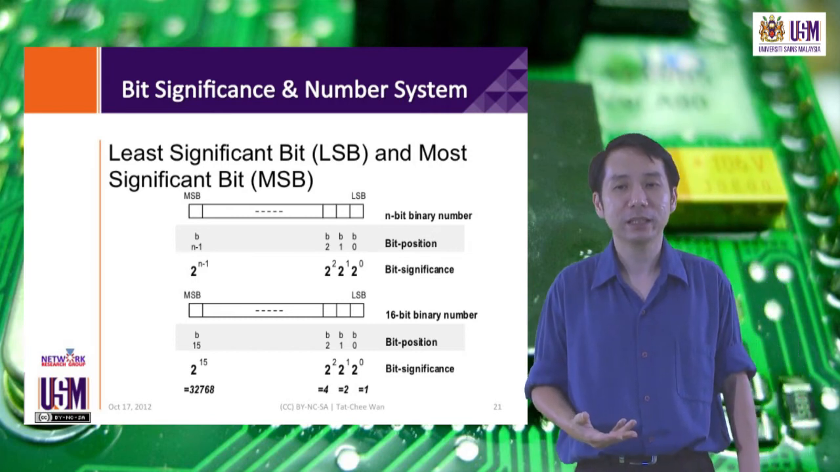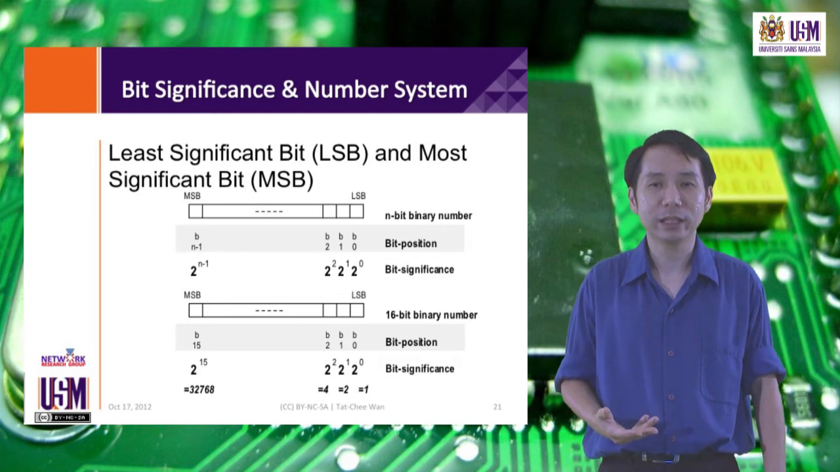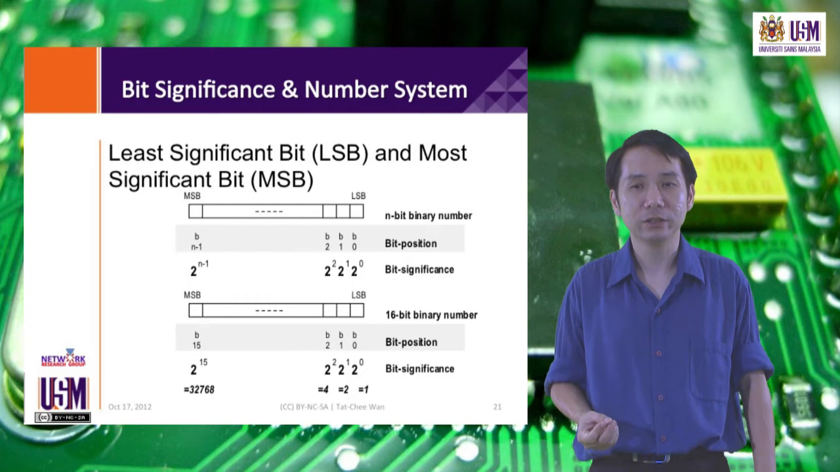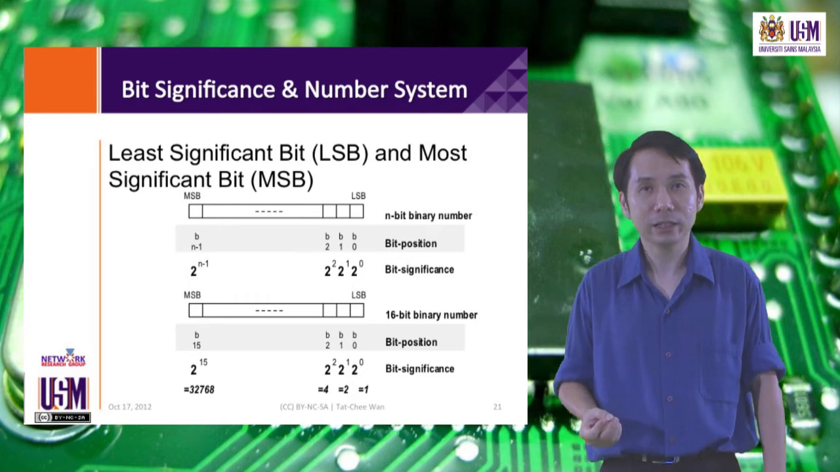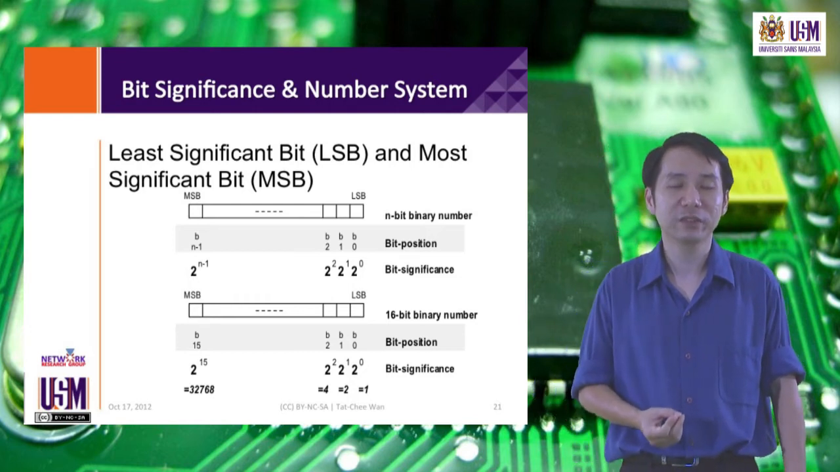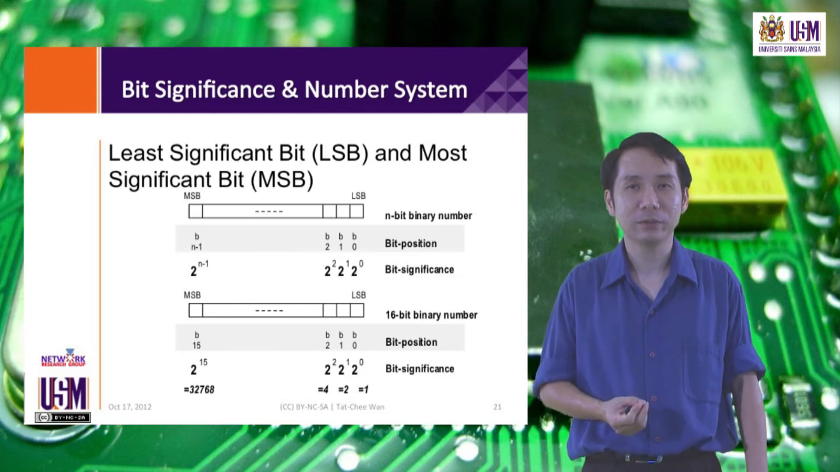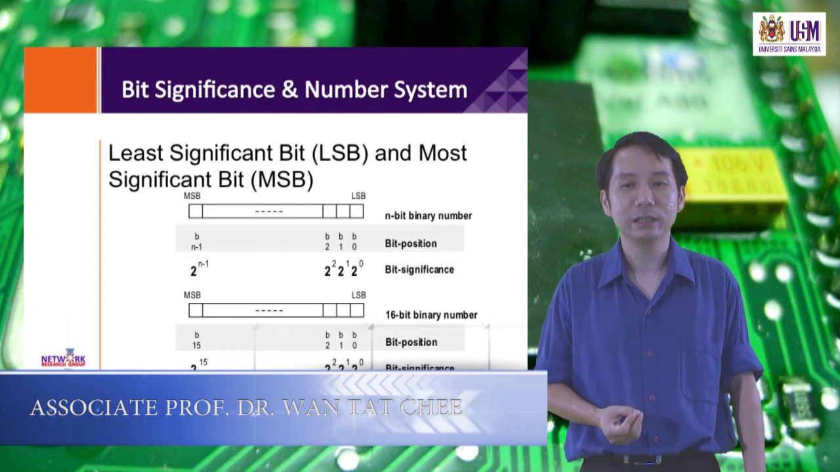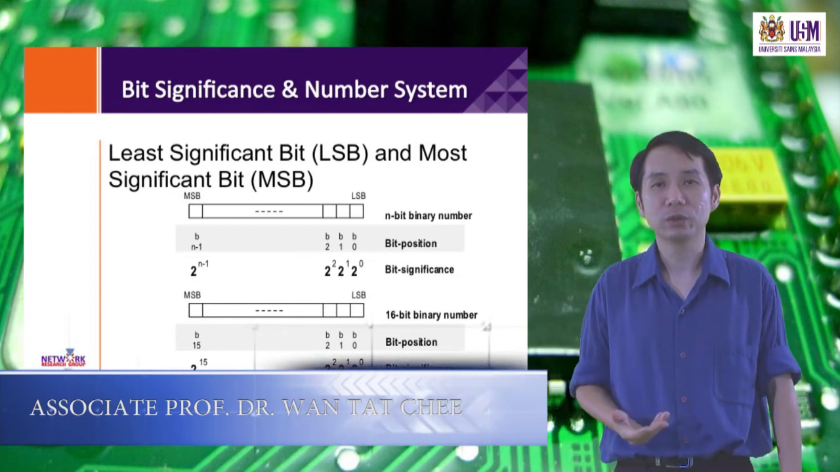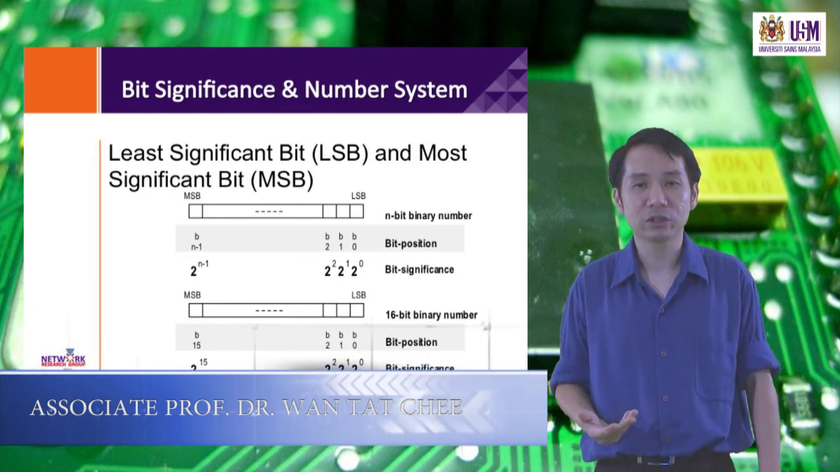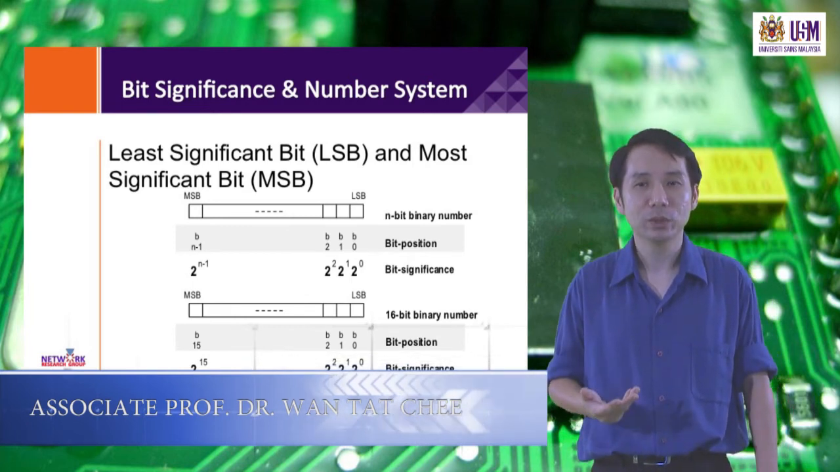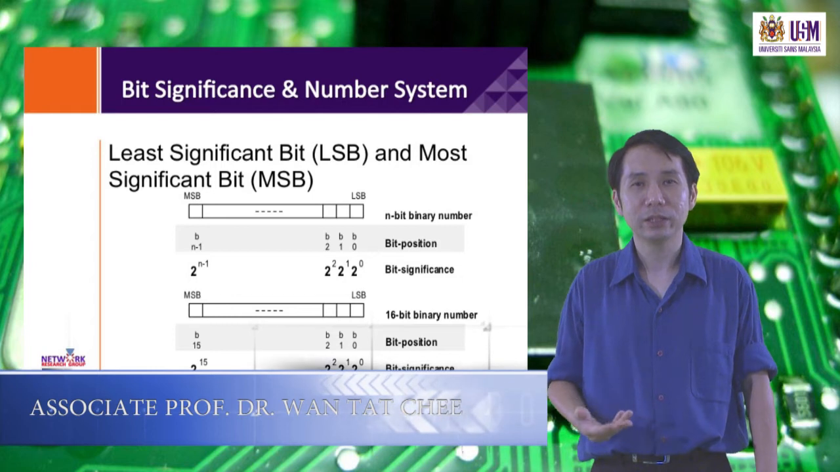Base 2 arithmetic groups the numbers in such a way that you have a least significant bit, which contains the least significant value in the number, up to the most significant bit, which has the highest value bit in the number. Now, the bit significance is noted as a power of 2, which starts from 2 power 0 all the way to 2 power n minus 1, where n is the word size of the value that you are interested in.